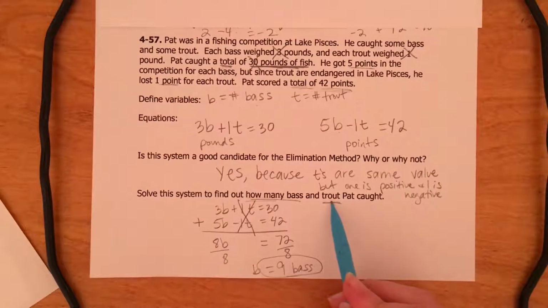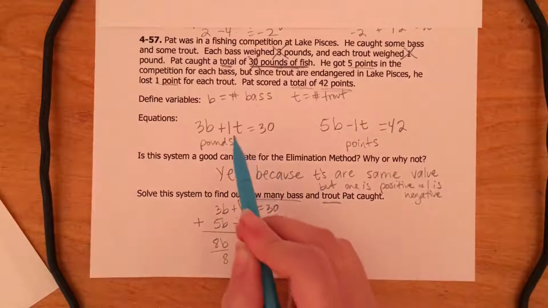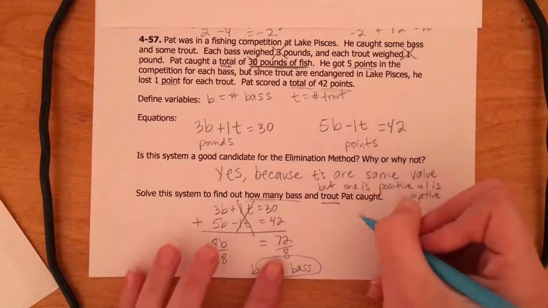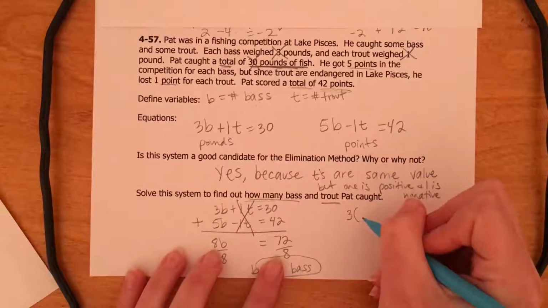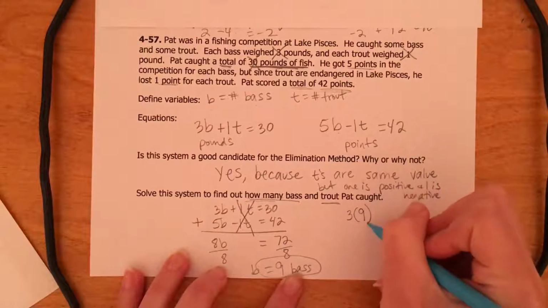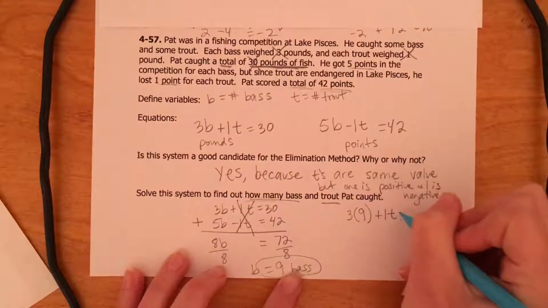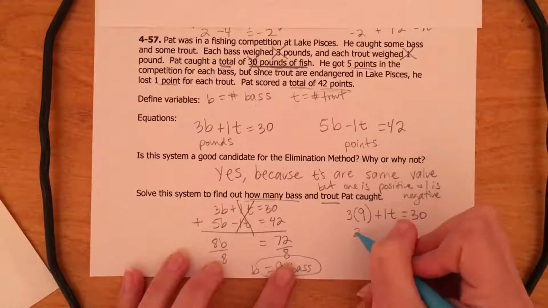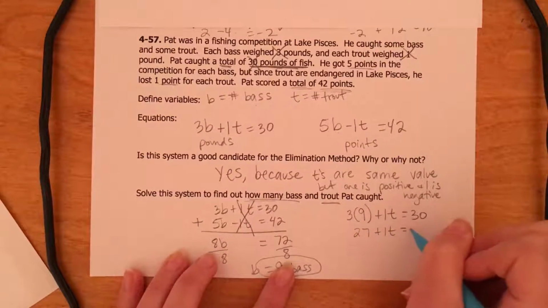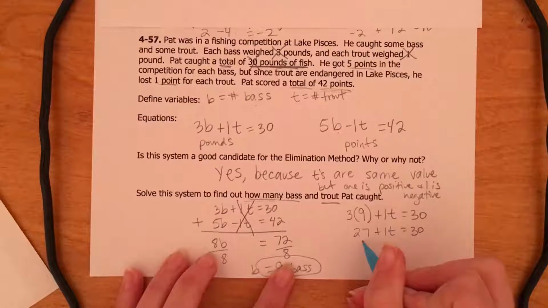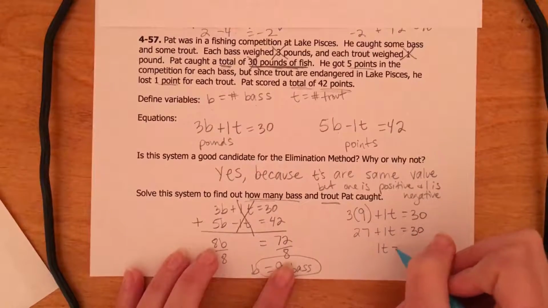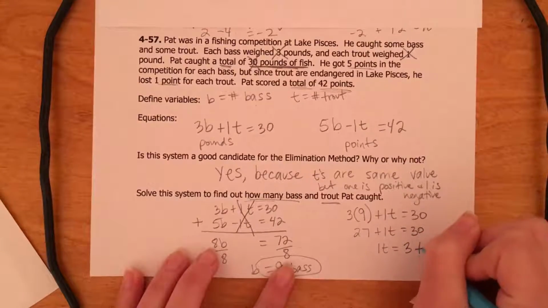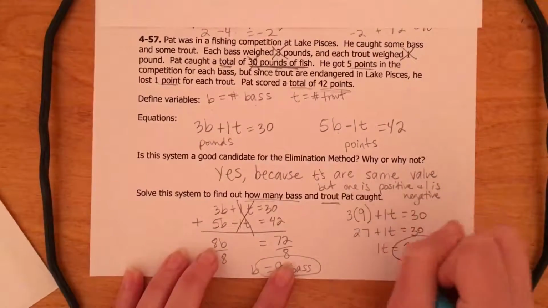And I need to find the number of trout as well. I can look at either of these equations that we originally wrote. I'm going to go with this one. So 3 times the number of bass, which we caught 9, plus 1 times t equals 30. 3 times 9 is 27, plus 1t equals 30. I'm going to minus 27 from both sides, so I have 1t, or you could just write t instead of that 1 in front. So t is 3, so he caught 3 trout only.